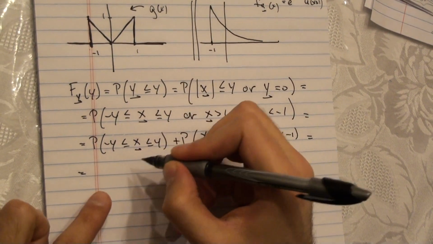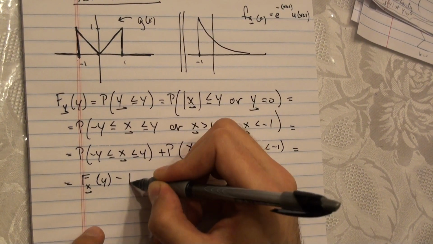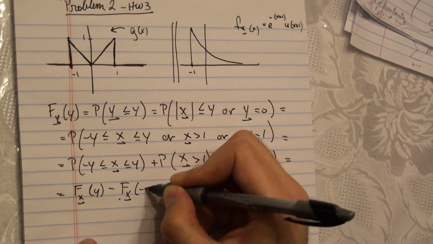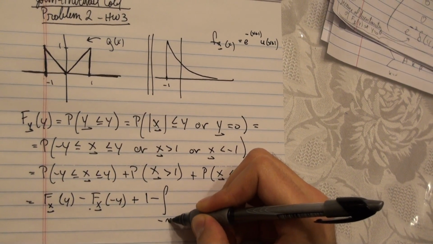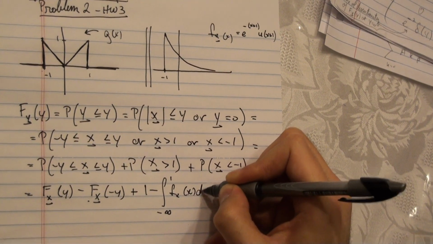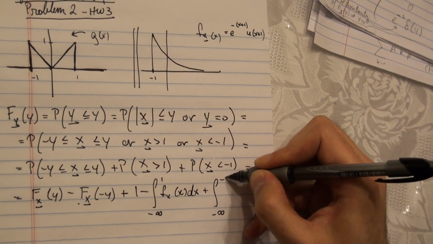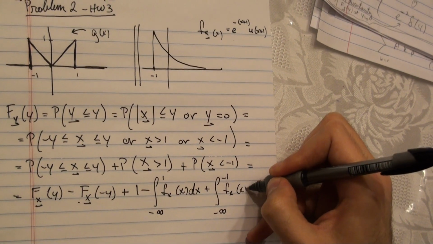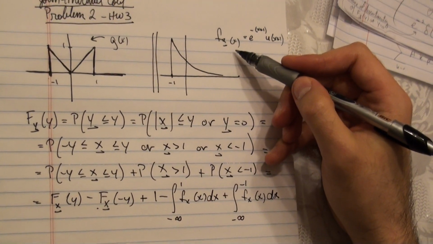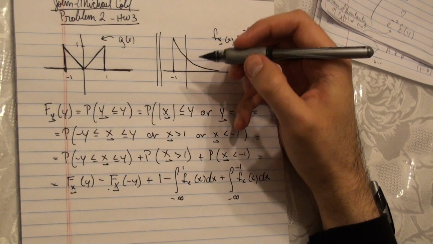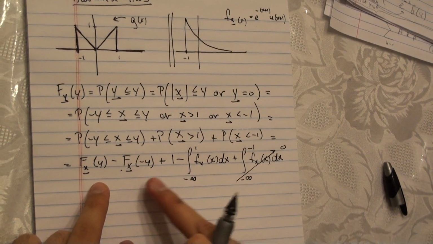So we write, this becomes capital F of X at y minus capital F of X at minus y, plus, this is just 1 minus the integral from negative infinity to 1 of little f of x dx, and this guy becomes the integral from negative infinity to negative 1 of f of x dx. Now, if we take a look at this guy, little f of x is 0 before negative 1. So this integral just goes to 0. All we have to consider are these.